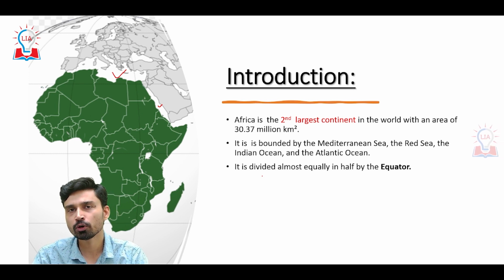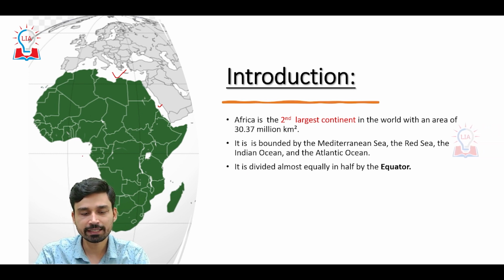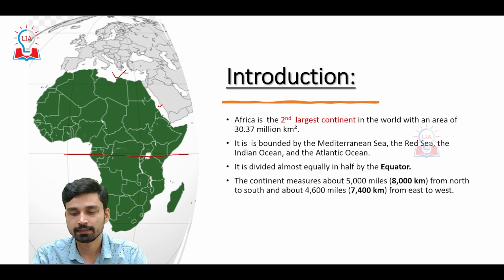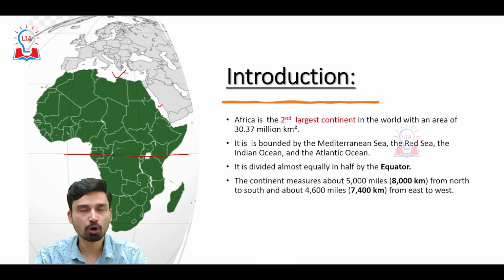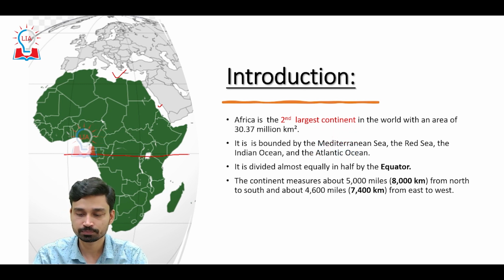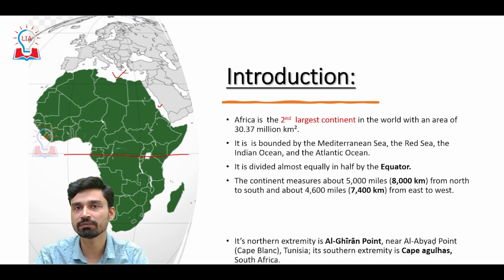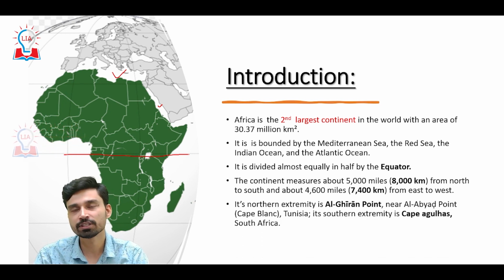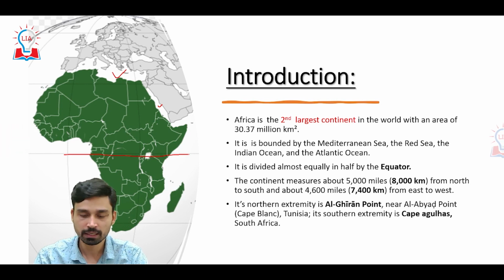If we talk about the overall continent of Africa, it is divided by the equator into almost 2 equal halves, and the continent measures all the way from north to south a length of almost 8,000 kilometers. That is roughly 2.5 times the length of the country of India. And from east to west, it measures about 7,400 kilometers, which is again about 2.2 times the east-west extent of India.